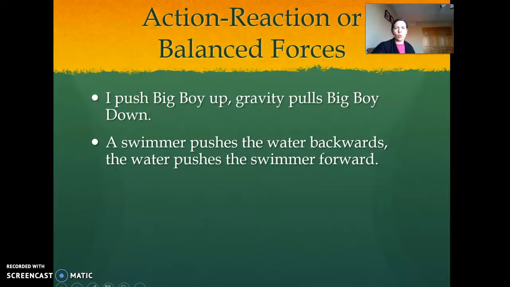A swimmer pushes the water backward. The water pushes the swimmer forward. So swimmer pushes water, water pushes swimmer. This is action-reaction. One force is acting on the swimmer, one force is acting on the water. They're pushing each other, action-reaction.